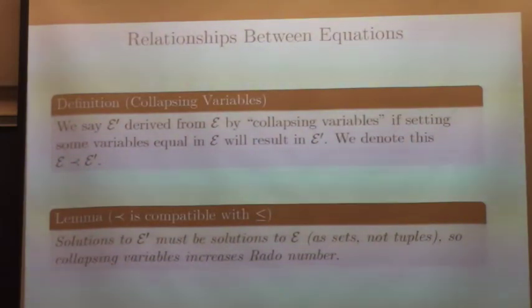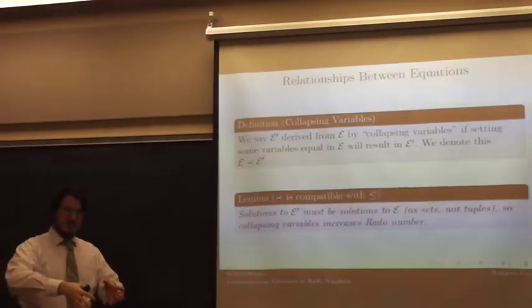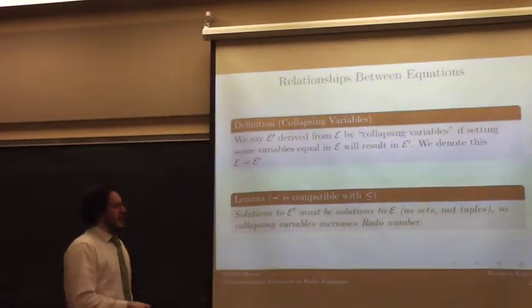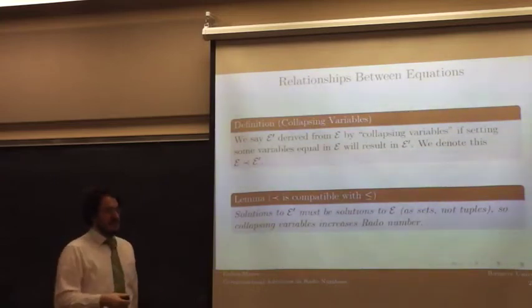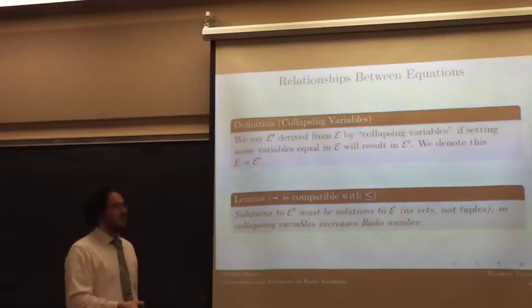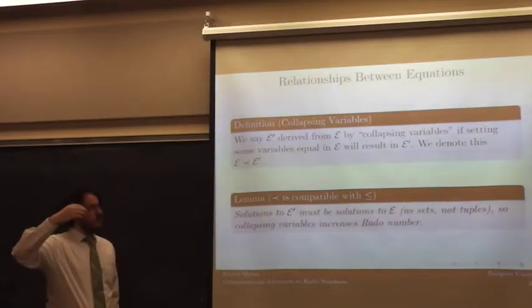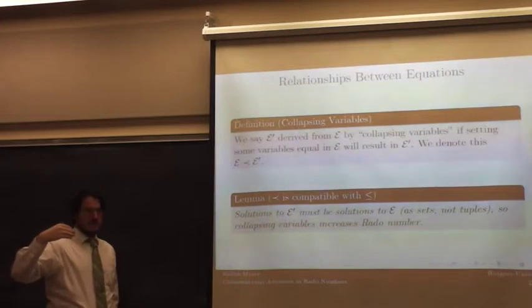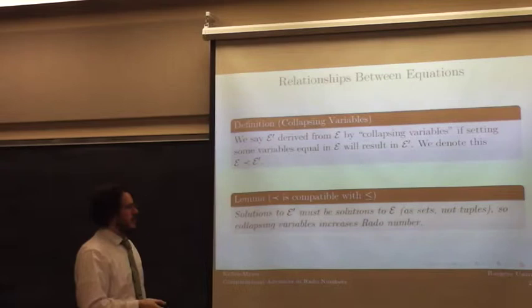If I take an equation and I set 3 of the 8 variables equal to each other, I get a different equation with fewer variables. And what happens is that I use this preceding relationship here to denote that, and that is compatible with Rado numbers being less than. The reason is any solution to the new equation has to be a solution to the old equation, where all those variables happen to be equal, but that's okay.